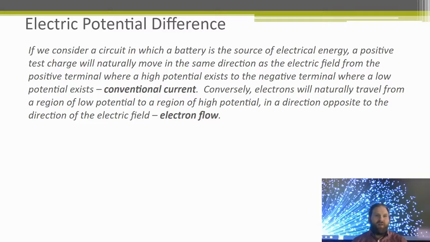Okay, so this is where electrical potential can become a little tricky, or confusing. If we think about potential differences, we're thinking about a high charge and a low charge, both positive charges. A positive test charge, which is something we've talked about a lot in the past, will move from a high potential, so from a very positive source, to a less positive or negative source.